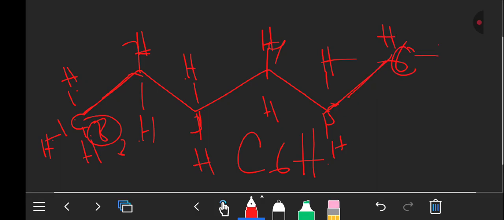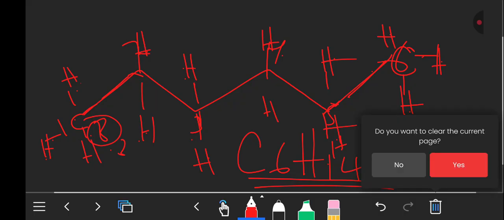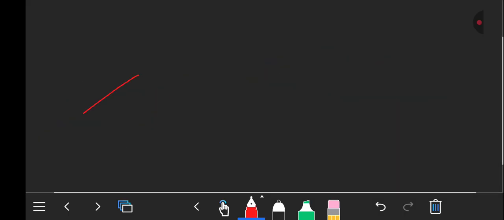This is 1 bond, so there should be another bond and another bond for it to have 4 bonds. So how many hydrogens do we have? We just get to count 1, 2, 3, 4, 5, 6, 7, 8, 9, 10, 11, 12, 13, 14. So there are 14 hydrogens. So that is how you can determine the molecular formula. What if you have a structure of this kind?